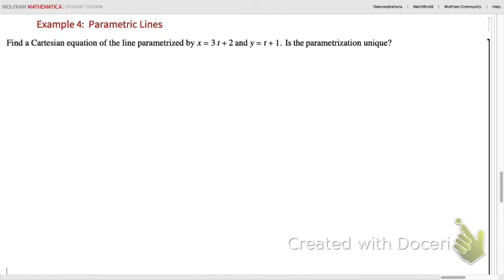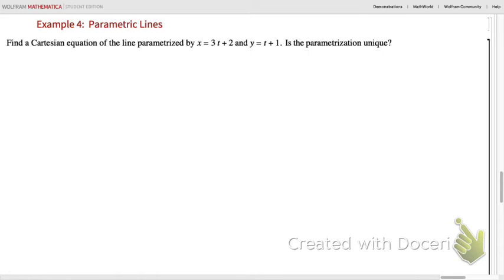Example 4 says find a Cartesian equation of the line parametrized by x equals 3t plus 2 and y equals t plus 1. Now, whenever you see a parametric equation where x and y are both linear in t, that's always going to give you a curve that's really just a line. And one of the questions is, is the parameterization unique? Okay, so let's go ahead and see.